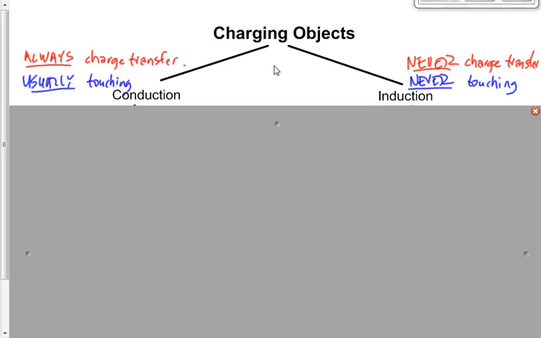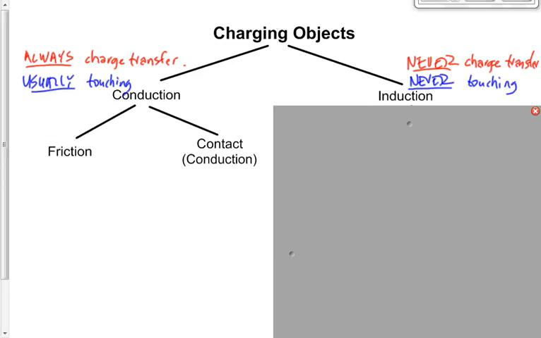Now we're going to break conduction up into two subcategories. One we call friction. We talked about the water droplets rubbing together and charging each other. That's charging by friction. When you walk across the carpet and you develop a charge, that's charging by friction. Okay? It's rubbing your feet against the carpet. It's rubbing the balloon against your hair. It's rubbing the water molecules against the water molecules. It's rubbing two things together, transferring electrons from one to the other.